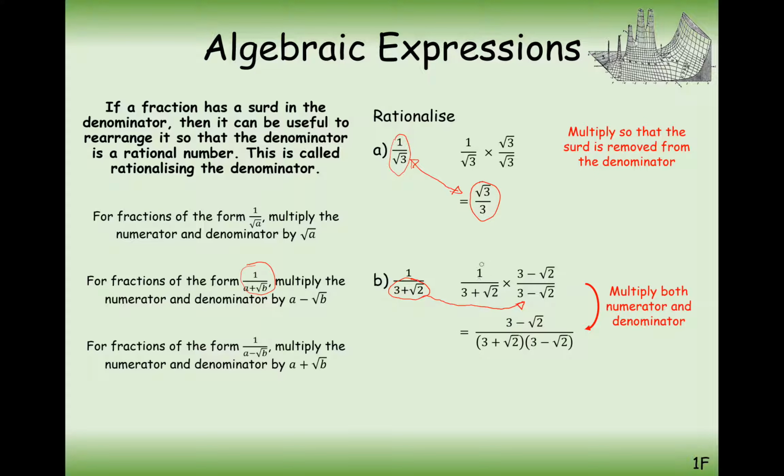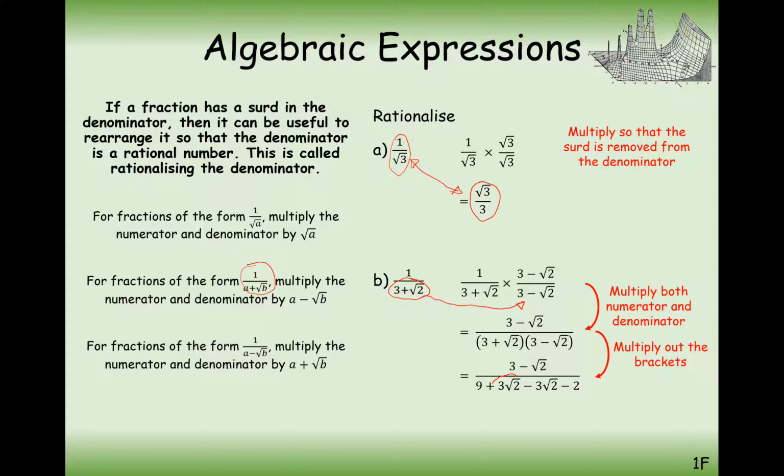Now in this case, top times top is just 3 minus root 2, but be really careful when you do bottom times bottom and expand out the brackets as you would with a quadratic expression. So it's going to be 3 times 3, that's 9, plus 3 times root 2, that's 3 root 2. 3 times minus root 2 is minus 3 root 2. And root 2 times minus root 2 is minus the square root of 4, which is minus 2.